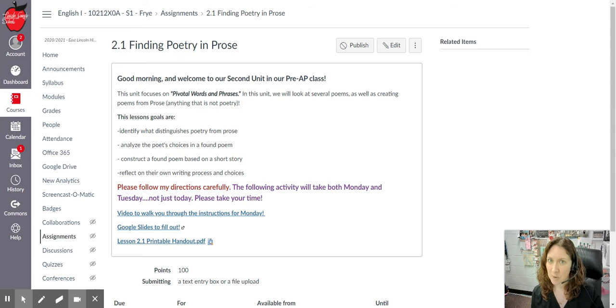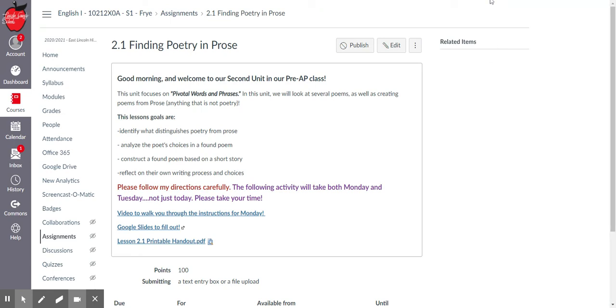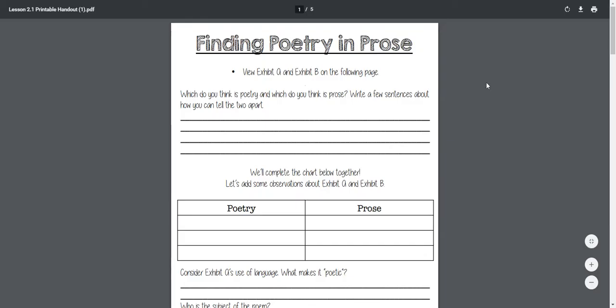Again, this is going to take us probably both today and tomorrow. It might take us Wednesday. So I have not planned anything else. It's just going to be this activity. I do have the Google Slides for you to look at as well as a printable handout. So for right now, let's look at that handout.